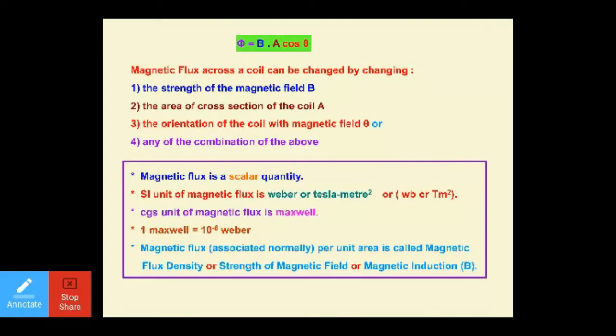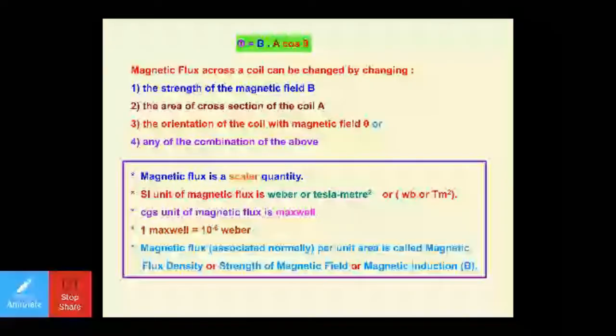Furthermore, my dear students, magnetic flux is a scalar quantity, as I have already told you. The SI unit of the magnetic flux is Weber, or you can say Tesla meter square. CGS unit of the magnetic flux is Maxwell. Most importantly, 1 Maxwell is equal to 10 to the power minus 8 Weber. Magnetic flux per unit area, it means phi upon A, is called magnetic flux density. It is also termed the strength of the magnetic field or magnetic induction.